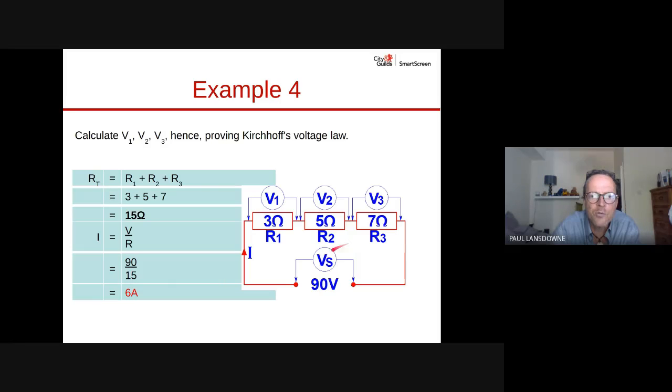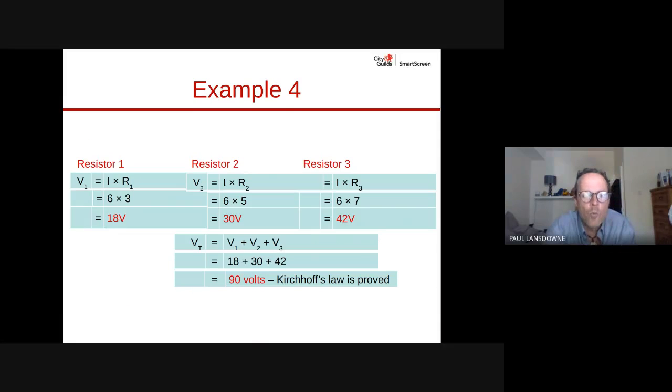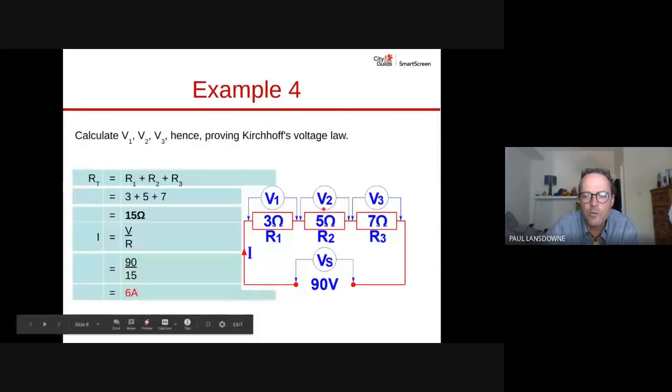So we can work out, using Ohm's law, the voltage across each one of those resistors. We have 6 amps times our 3 ohms, which gives us 18 volts. We have 6 amps times our 5 ohm resistor, which gives us 30, and 6 times our 7 ohm resistor, which gives us 42 volts. So all we've done is work out the voltage across each resistor, V1, V2, V3.